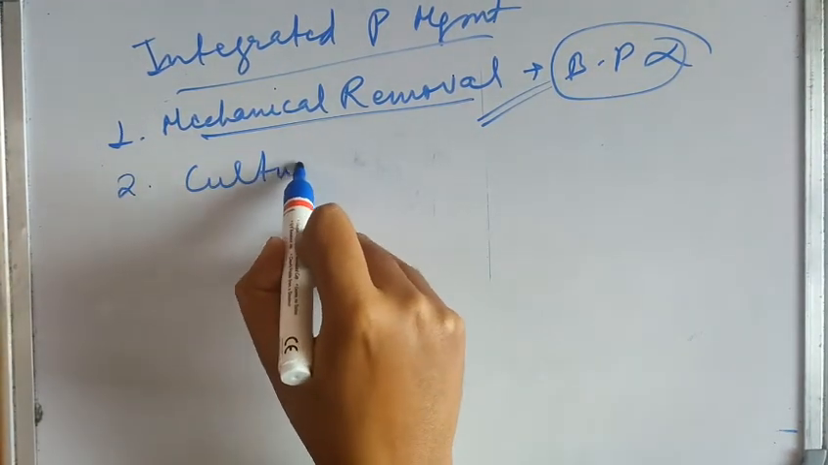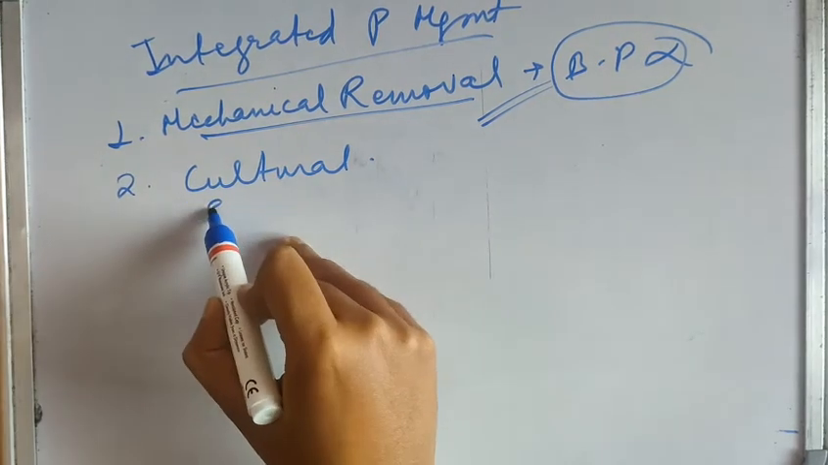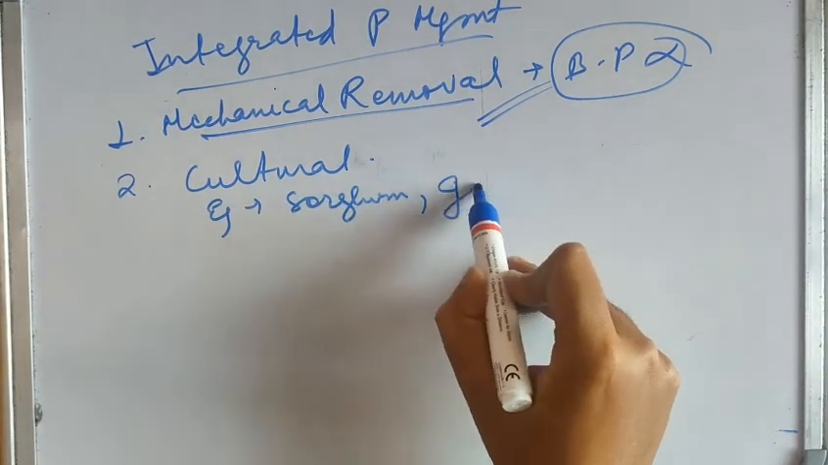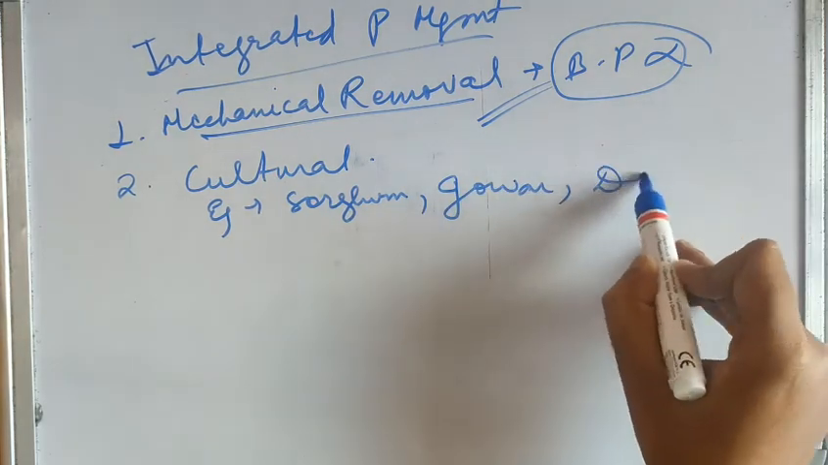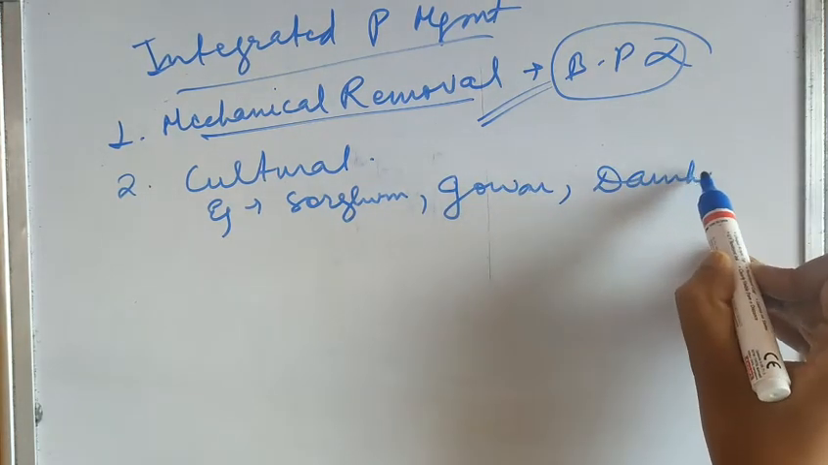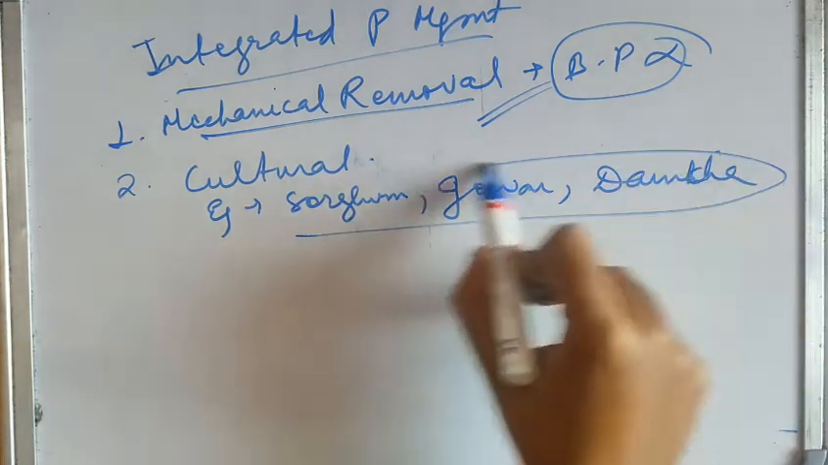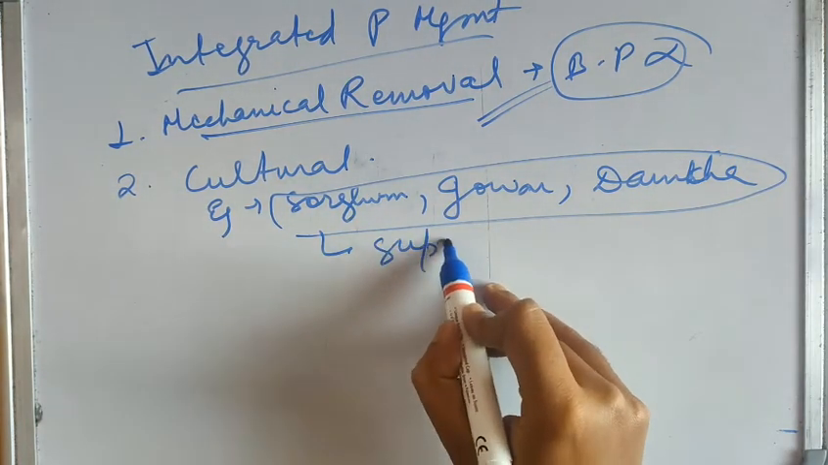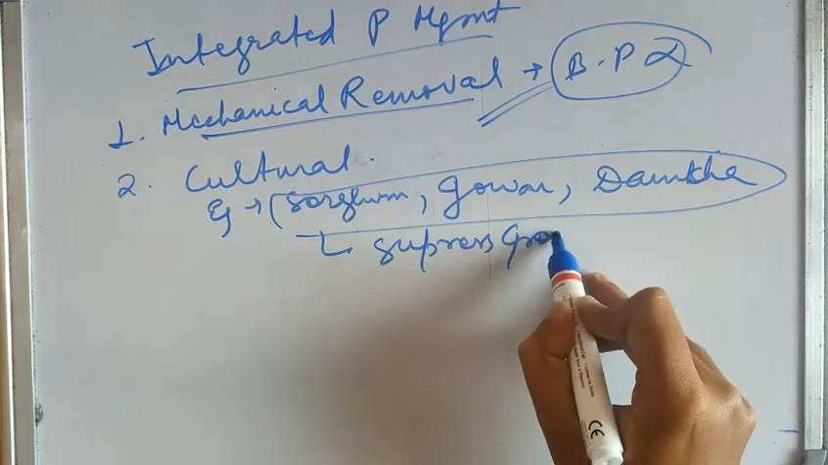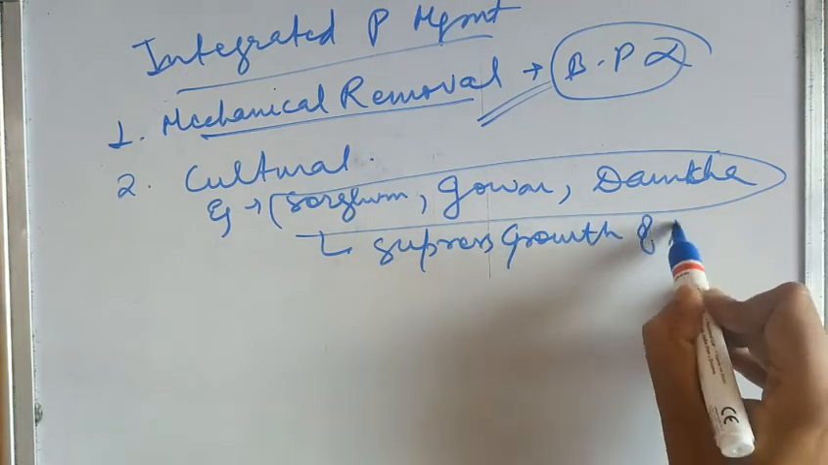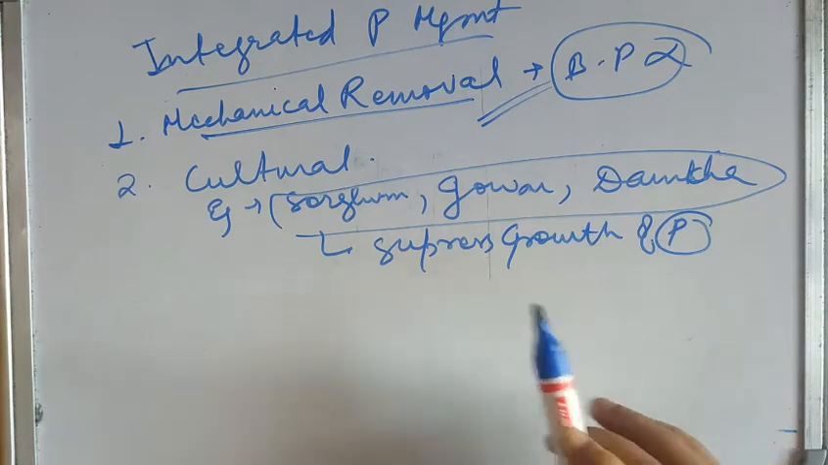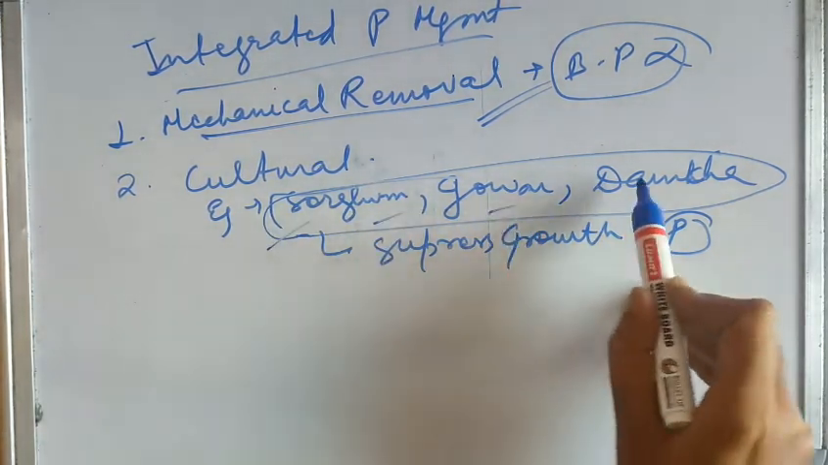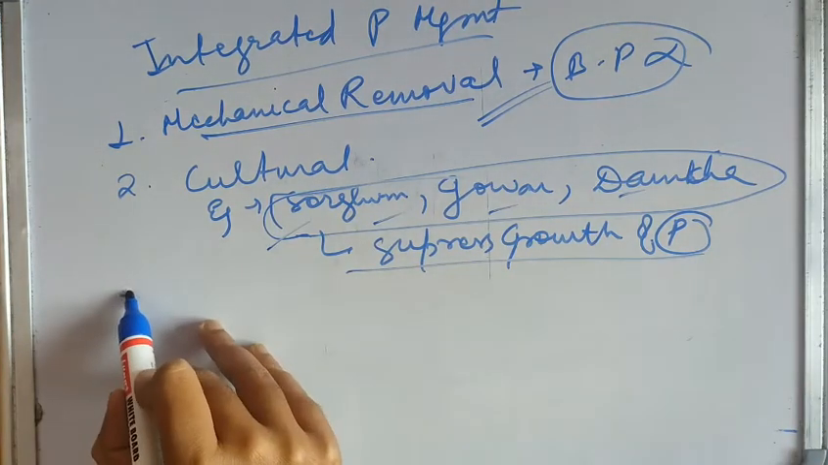Second, cultural methods. Example, sorghum, jawar, dhaicha. These are the crops that have a competitive edge over Parthenium, that suppress growth of Parthenium. So fields or croplands with high Parthenium can be used to grow these crops because they suppress growth of Parthenium.